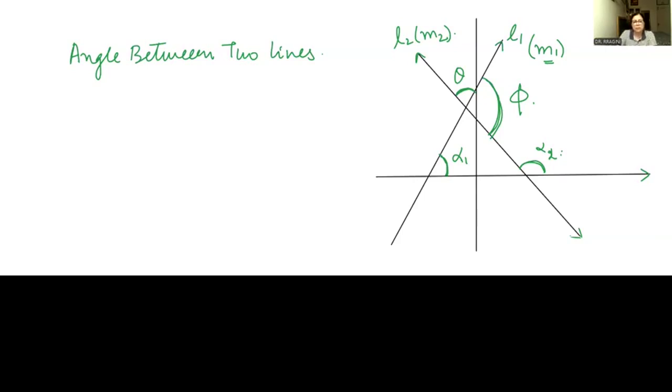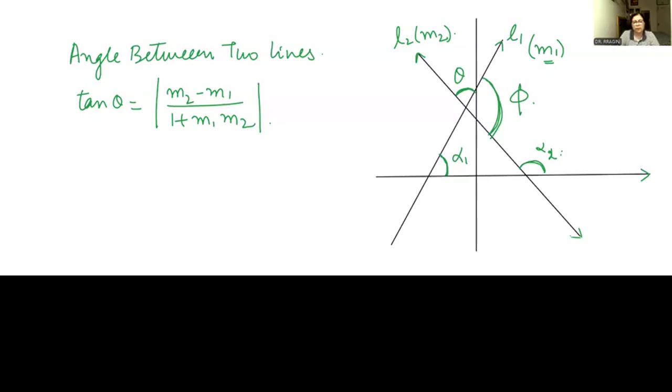The formula says the angle between two lines is given as tan theta equals modulus of (M2 minus M1) divided by (1 plus M1 M2), right? When you open this modulus, this will give you two different values, one positive and one negative.